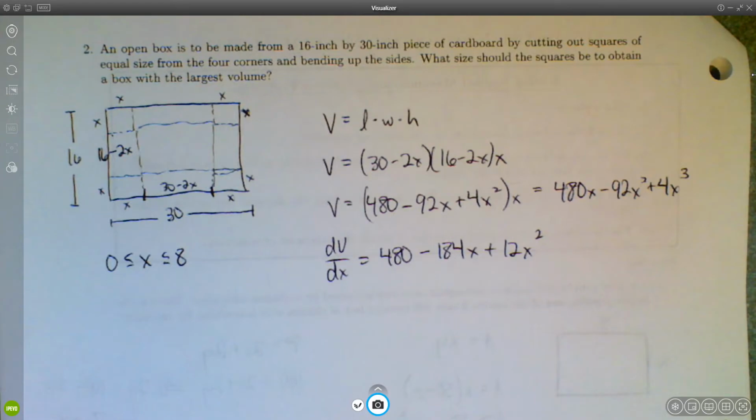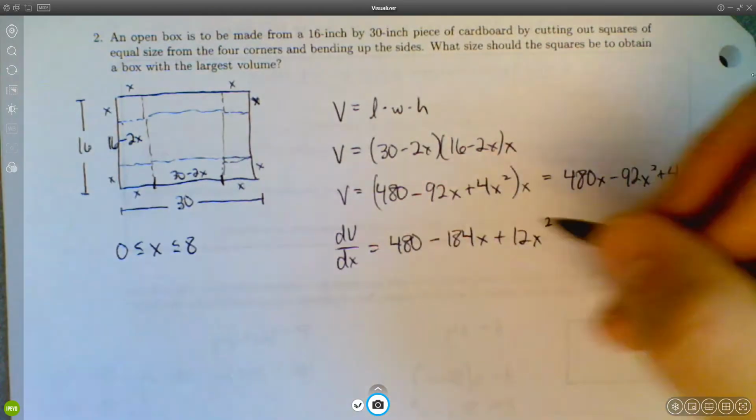Now, we need to set this equal to 0 and solve. I think 12 goes into all of those numbers. Does 12 go into 184? 184 divided by 12, oh, it doesn't. Well, 6 probably does. 184 divided by 6, 6 doesn't. Shoot. 184 divided by 3, 3 doesn't. Well, okay, I wonder if 4 does. 4 into 184, 4 goes in. So I guess 4 is the best we can do.